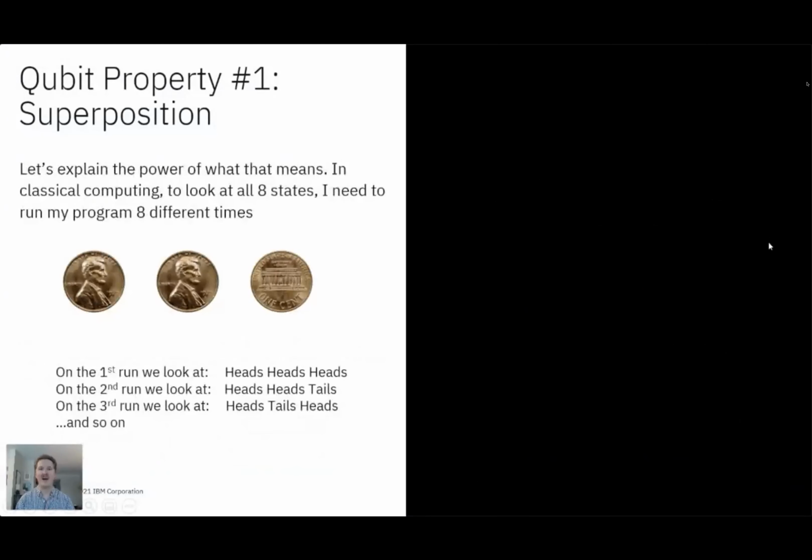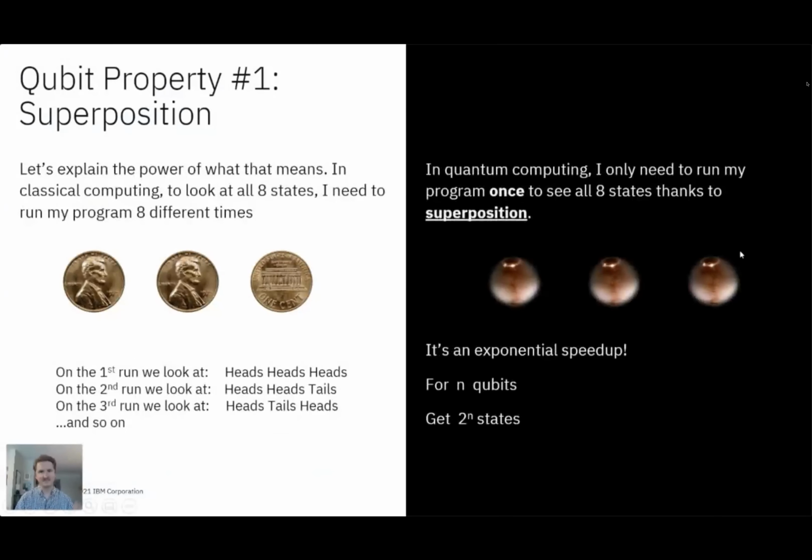So let's explain the power of what that means, right? In classical computing, to look at 8 different states, I would need to run my program 8 different times. On the first run, we look at head, head, head. On the second run, we look at head, head, tails. Next, head, tails, head, and so on until we got through all 8. In quantum computing, I only need to run my program once to see all 8 states thanks to superposition. It's an exponential speed up of what we can do, right?